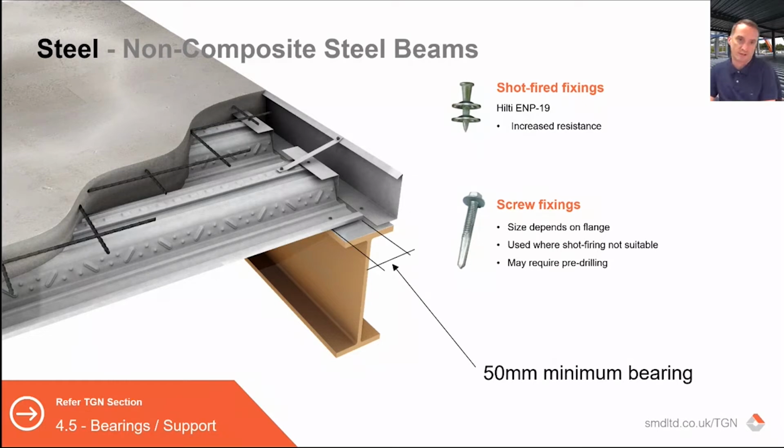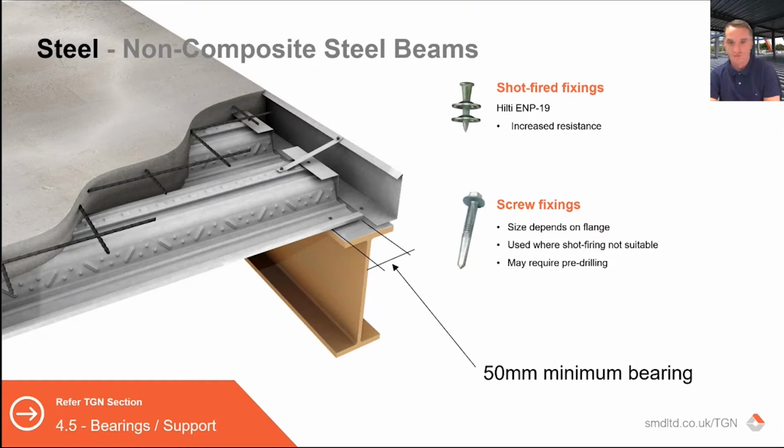Starting with steel frame, so hot rolled steel. When I say steel frame, I mean hot rolled. So the first, non-composite steel beams. This is a beam not designed to act with the concrete as a composite beam.